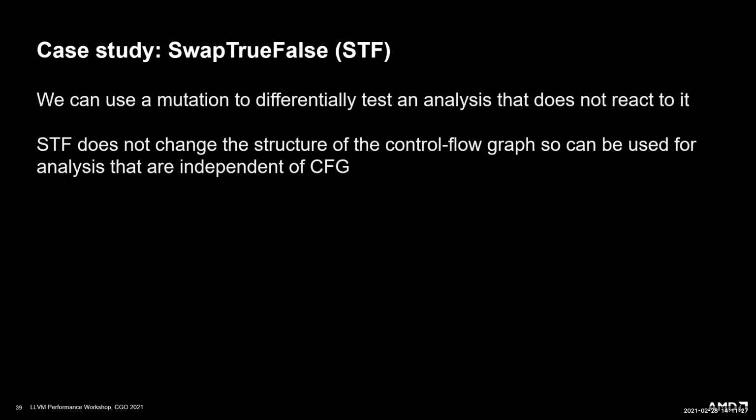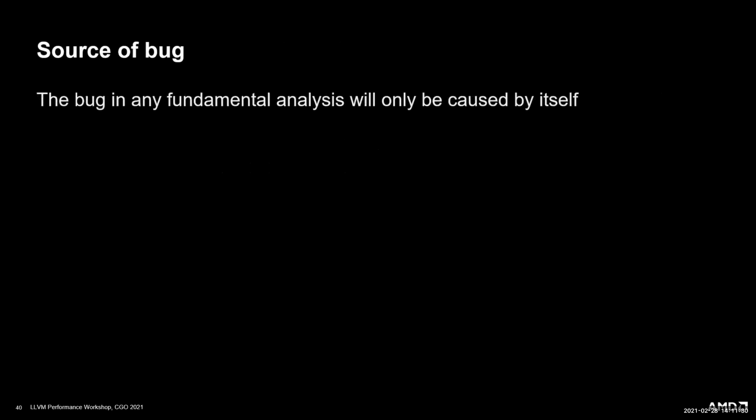Now, since we have already classified analyses as derived and fundamental, let us see what the sources of bugs are for this classification, and how they differ for both of these. So in a fundamental analysis, the bug can be caused only by itself, because these analyses do not depend on anyone else. So if there is a bug in a fundamental analysis, then it should be coming from itself, right?